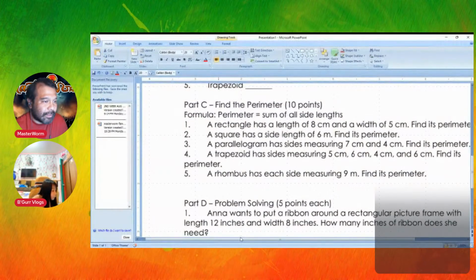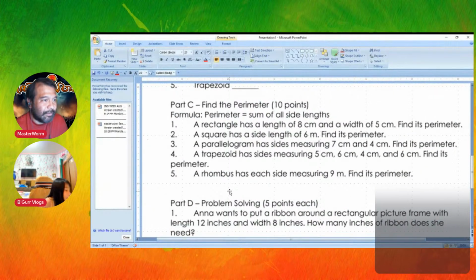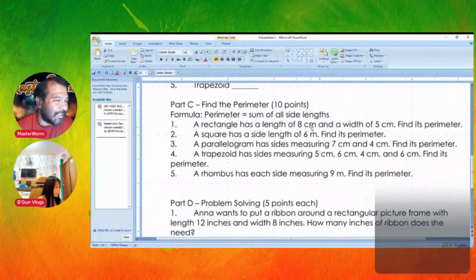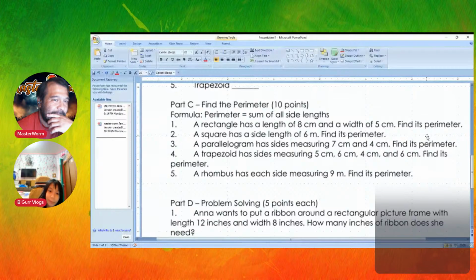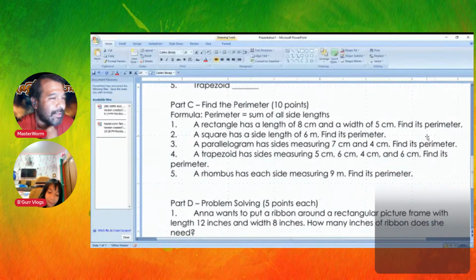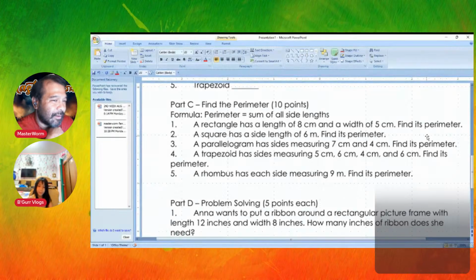Okay, the rectangle. Review. A rectangle has a length of 8 centimeters with a width of 5 centimeters. Do you know that a rectangle has 4 sides, right? Yes. And let's say the first side is 8 centimeters and the other side is 5 centimeters.